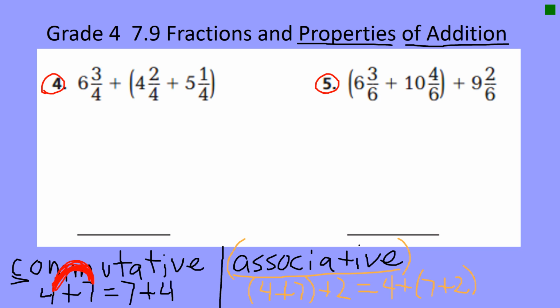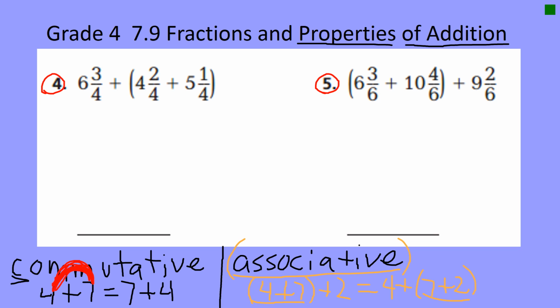All right, so 4 plus 7 plus 2 is the same as 4 plus 7 plus 2. I didn't change the order of those numbers at all. All I did was put those in parentheses, so those are added first, and then down here, I put those in parentheses, so those are added first. They will still have the same sum. So the associative property is all about grouping with your associate. Nice to meet you.